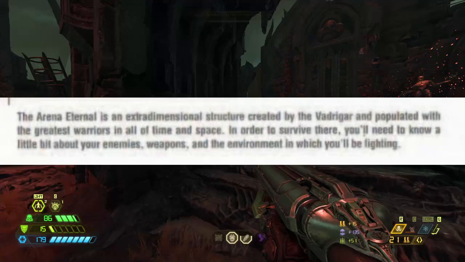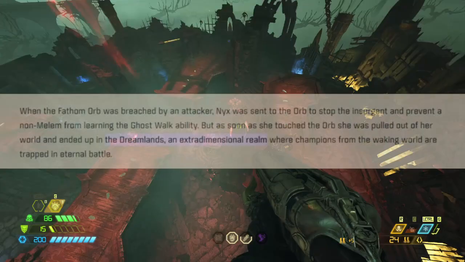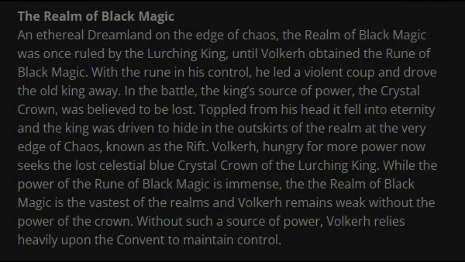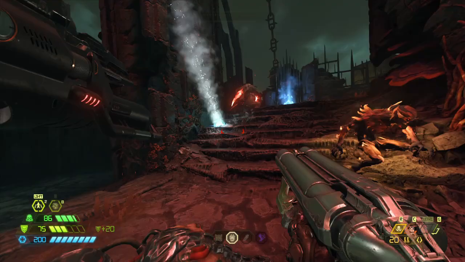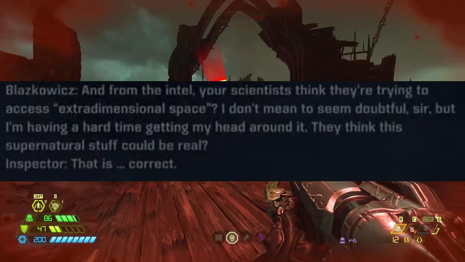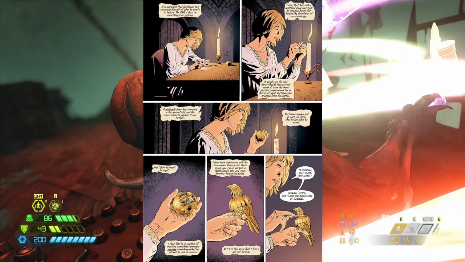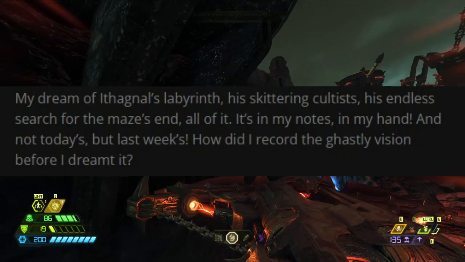1. The Arena Eternal is an extra-dimensional structure and an infinite void. 2. The Dreamlands, also an extra-dimensional realm, and a multiverse that additionally contains the realm of black magic, which contains an endless spiraling abyss, and the Elder World, which contains countless bollworms and the Elder God Cathala, a being infinitely large. 3. The extra-dimensional Black Sun dimension, an alternate plane of reality containing things beyond the frontiers of human knowledge and imagination. 4. The Netherworld, an endless, infinite maze containing the Elder God Ithagnal.